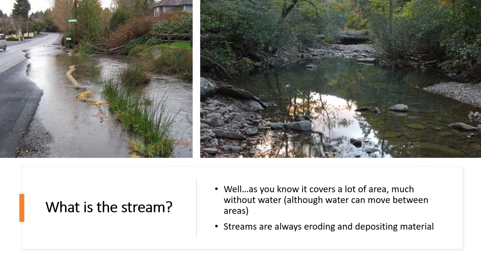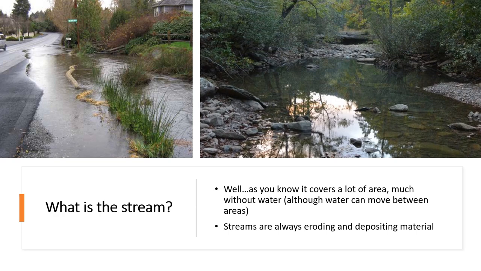Let's step back again and ask, what is a stream? Right. Well, as you know, it does cover a lot of area, right? Streams bring in materials from all over, but actually the water itself is a little tiny component of that. And the vast majority of the stream's watershed is actually not filled with water, right? It doesn't actually have much water in it, at least on the surface. There's a lot of water under the ground. Water can move between the areas, and that changes through time, right?